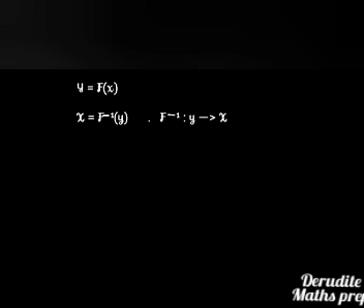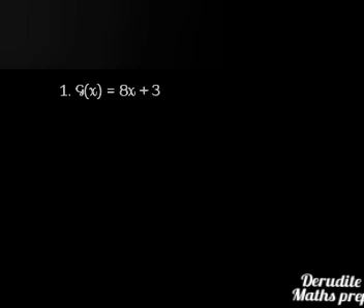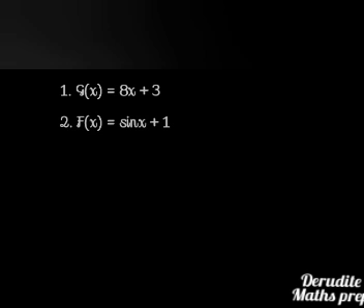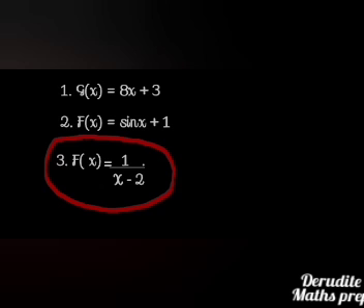Let's find the inverse of these functions. g(x) = 8x + 3, f(x) = sin x + 1, and f(x) = 1 over x minus 2. Today we're going to be tackling two of these questions, and we'll let you do the last one. But not to worry, we'll post the answer at the end of this video so you can check if you're correct.